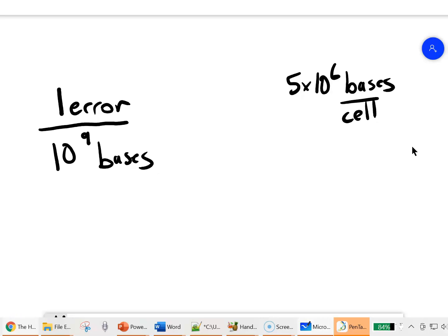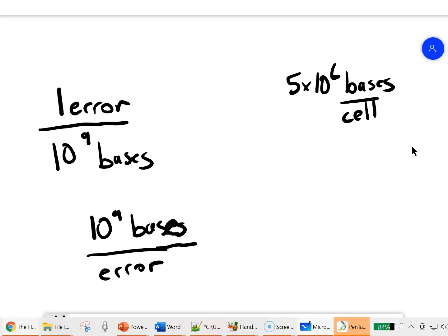So what we can do is flip these over, because as long as you also flip the units, it doesn't change anything. So I could just as easily say 10 to the 9th bases per error. And that still makes sense, because you have to look at 10 to the 9th bases to find one error. So it's 10 to the 9th bases per one error. And I could put this on the bottom.